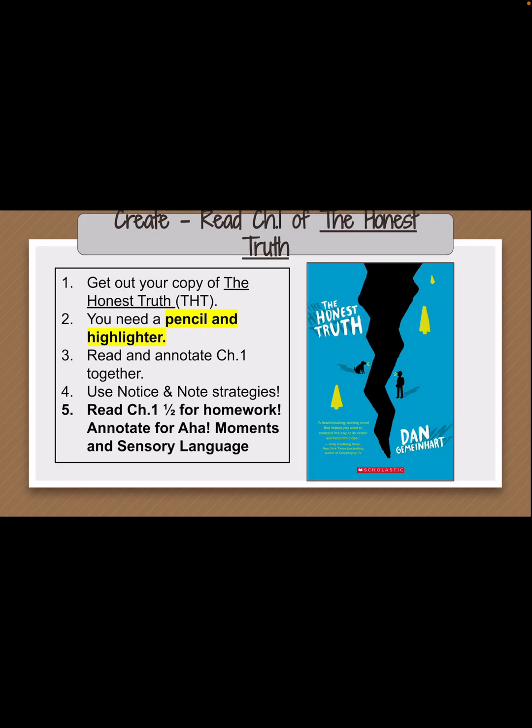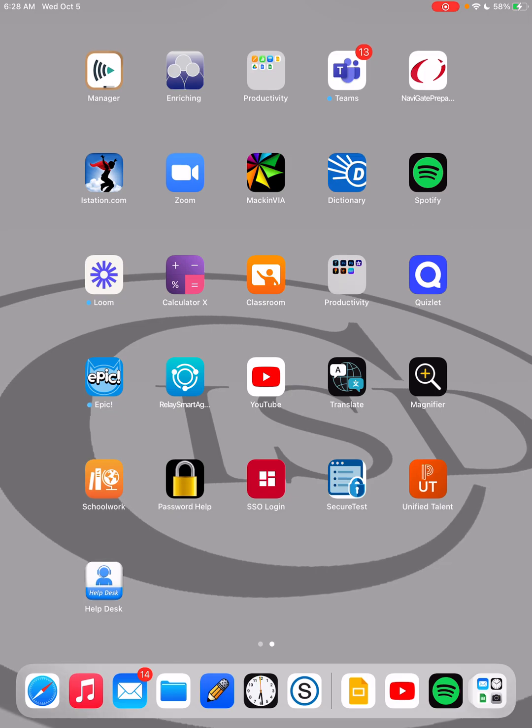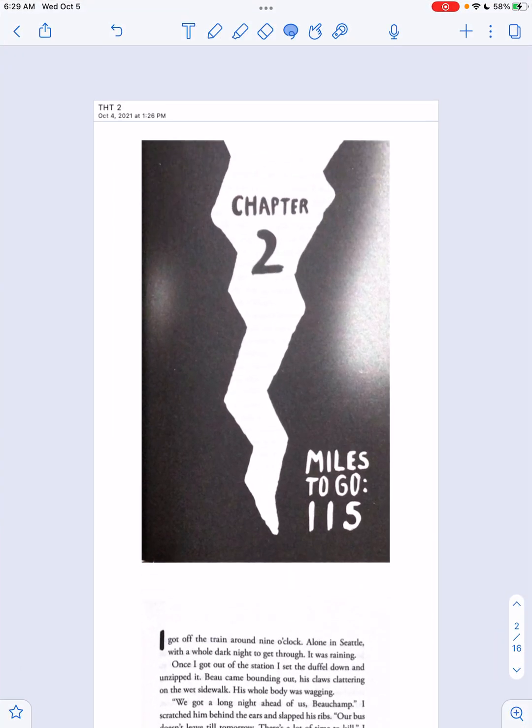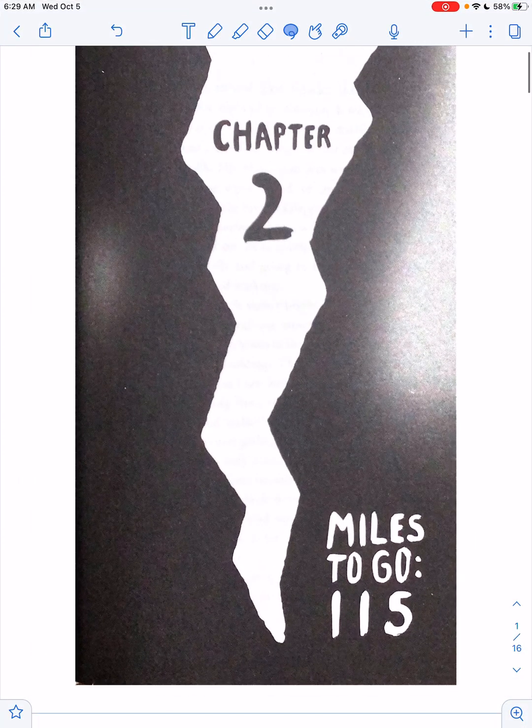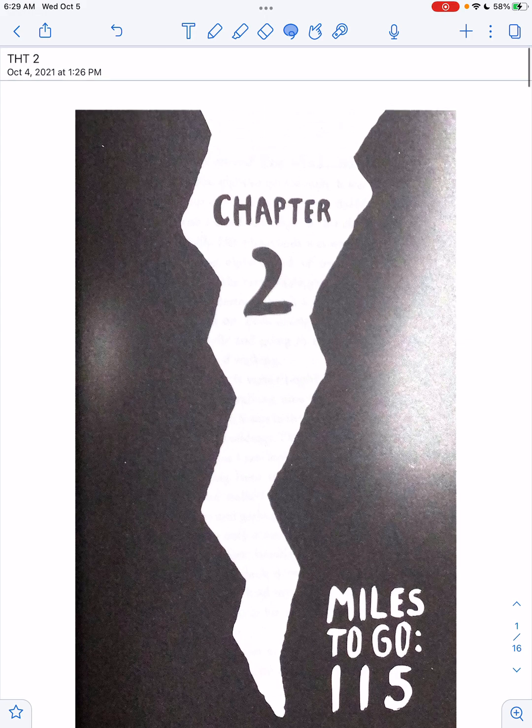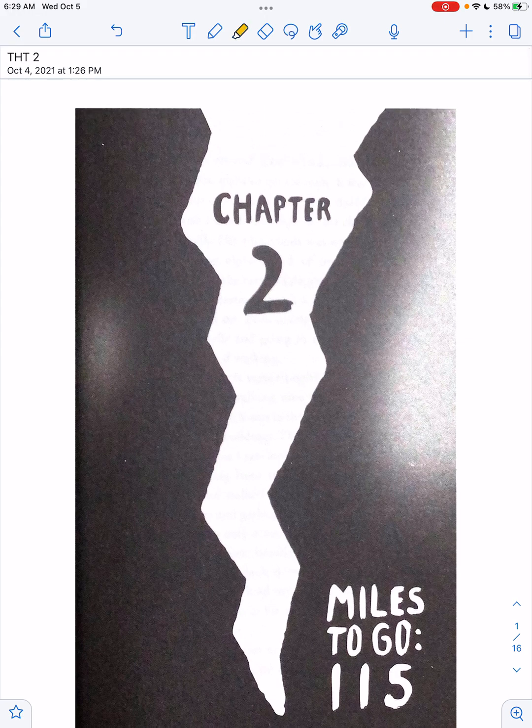For annotating today, you need your pencil and a highlighter. You are going to watch this video for annotations. And we're going to look for memory moments, aha moments, and sensory language. If at any point I'm going too fast, you are welcome to pause the video, write your annotations, and then continue on. And we are on chapter 2.